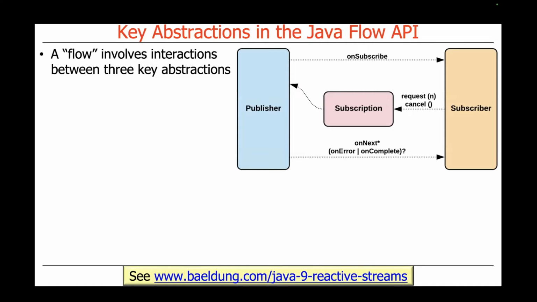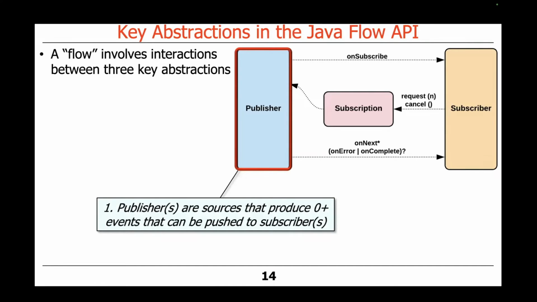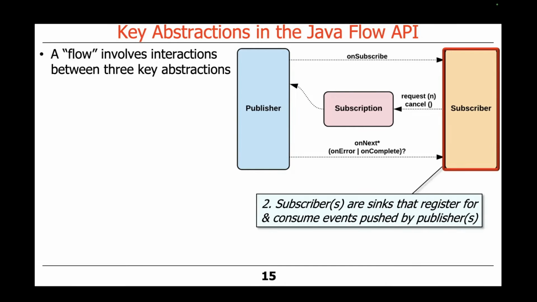So the flow that occurs between the different elements in a reactive stream involves interactions between three key elements or components. The first is the publisher, and there could be one or more of them or zero of them. And there are sources that produce zero or more events that can be pushed to zero or more subscribers. This zero or more theme comes up a lot because there's nothing that requires there to be any publisher or subscriber, although in practice there typically are at least one of each. Subscribers are sinks that register for and consume the events that are pushed by one or more publishers. So they are the receivers or the recipients or the consumers of these events.